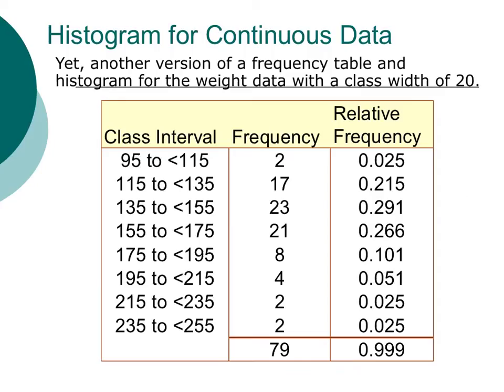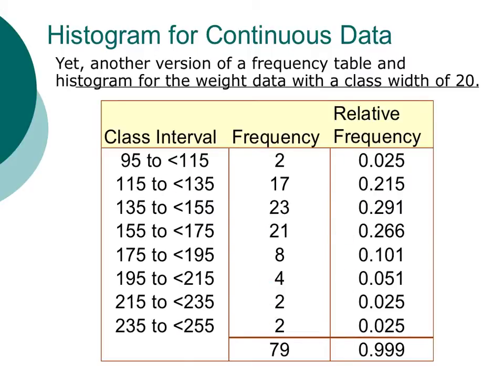Alright, this frequency table is just another representation of the frequency tables and the histograms created from those that we looked at in class today. This is the weights over here, but this time instead of starting at 100, they started at 95, and they went in increments of 20 each time. So they've chosen to break it into 8 classes, and so the frequencies have changed for those classes and their relative frequencies have changed.